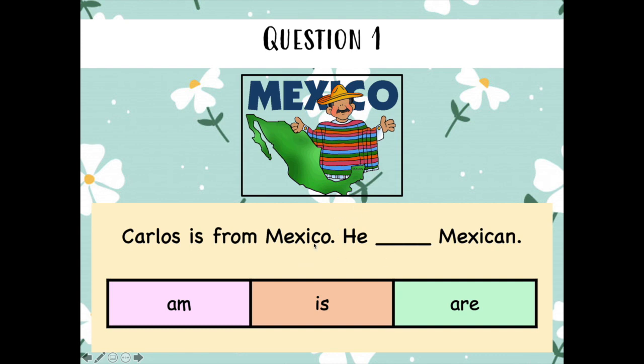Let's look at the subject pronoun here. Okay, so it is he, because Carlos is a man, that's why we use he. And remember that he is a singular noun, so singular must go with singular verb to be, which is very good. The answer is is. So the full sentence will become, Carlos is from Mexico, he is Mexican.